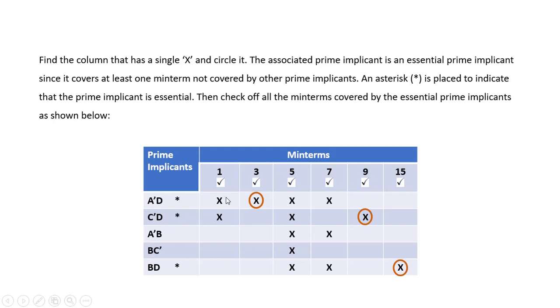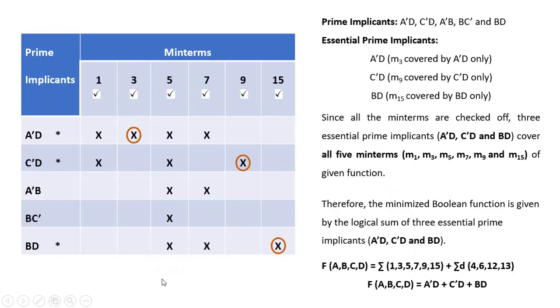That means all the minterms are covered by these three essential prime implicants, which are A bar D, C bar D and BD. So our prime implicants were A bar D, C bar D, A bar B, B C bar and BD, which we can see in this prime implicant chart. Then the essential prime implicants: A bar D, as minterm 3 is covered by A bar D only; C bar D, as minterm 9 can be covered by C bar D only; and BD, as minterm 15 is covered by BD only.